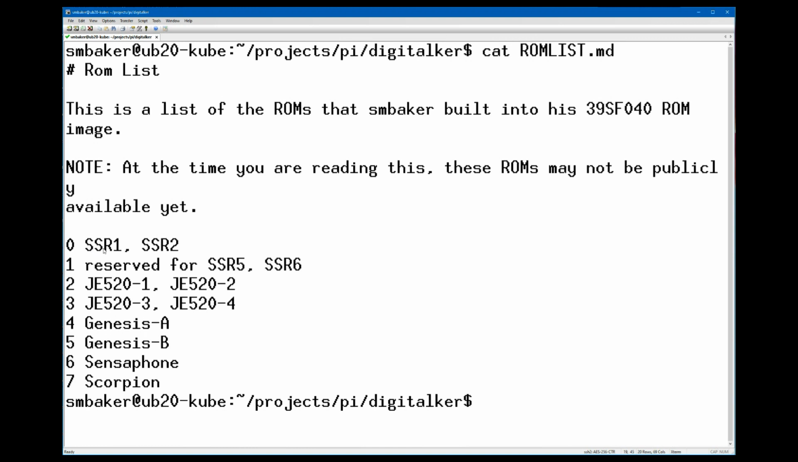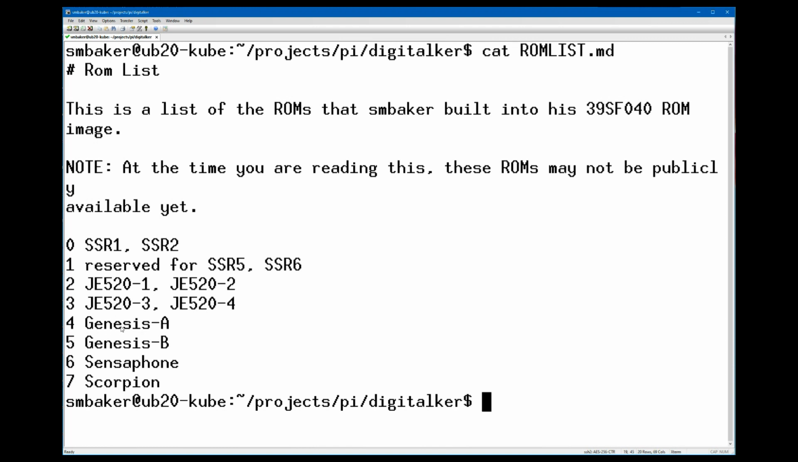So first off, we have the SSR1 and SSR2 ROMs out of the National Instrument Digitalker kit. Those ones are described in the datasheet. SSR5 and SSR6 are also described in the datasheet, but I don't have them. I would very much like to get my hands on them. I assume somebody someplace has them because they did exist, but I don't know who would. JE520 was a kit sold by Jameco Electronics, and there were a total of 4 ROMs from it.